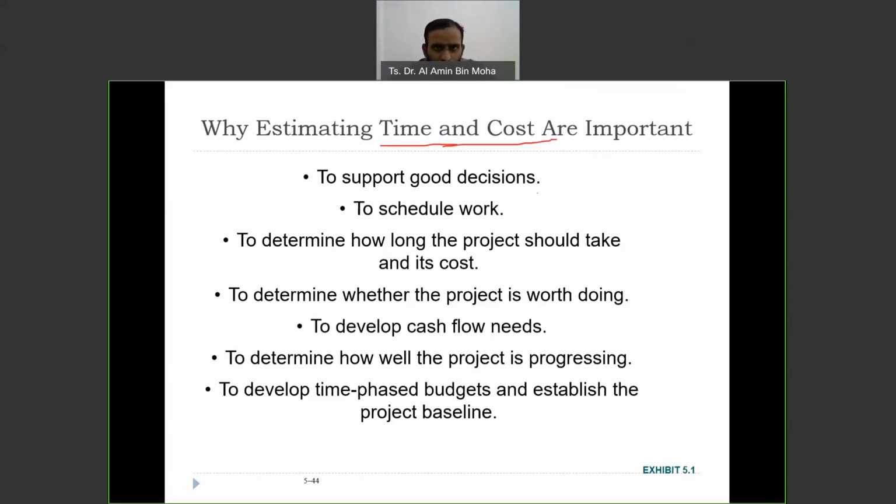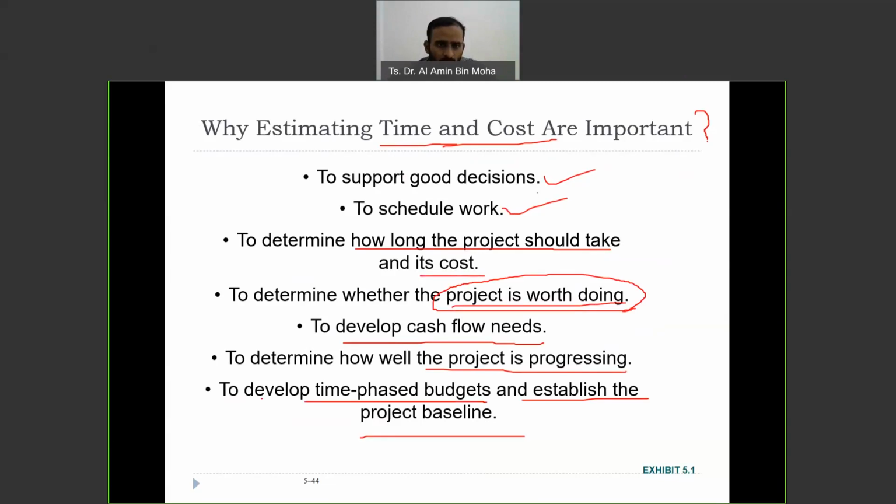Why are they important? Basically, you can discuss this among your colleagues: to support good decisions, to schedule work, to determine how long the project should take and its cost, to determine whether the project is worth doing or not. What's the matter if you just take the project but it's not worth doing? It doesn't give you any profits, or it gives you losses. To develop cash flow needs, to determine how well the project is progressing, and to develop time-phased budget and establish the project baseline. So we can discuss this further.